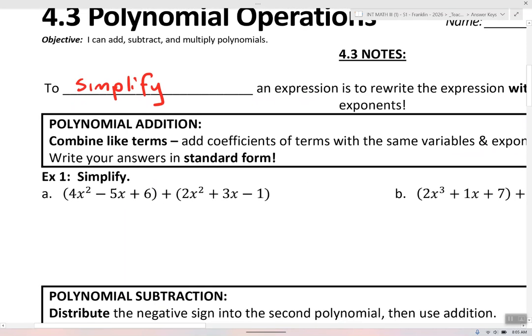So really just look at each polynomial and add up the ones with the same variables and exponents, starting with the highest degree terms. So in example 1a here, we'll do 4x squared plus 2x squared gives us 6x squared. And then we have negative 5x plus 3x is going to give us negative 2x. And then 6 plus negative 1 is 5. So after we add these polynomials together, there is our answer. And again, notice we're not solving anything. This isn't an equation. We're just simplifying the polynomial.